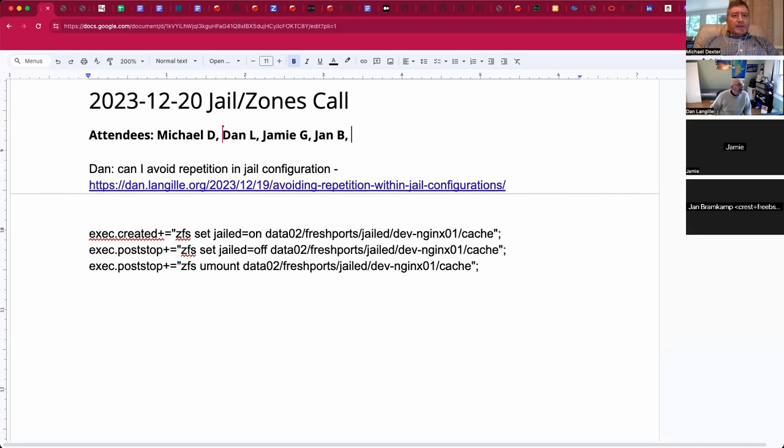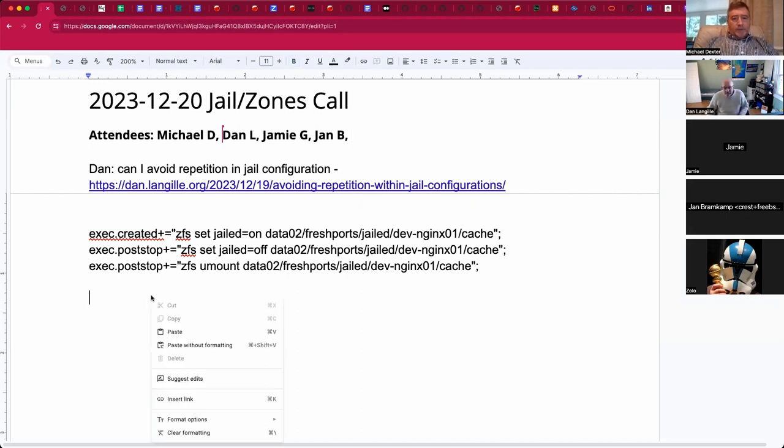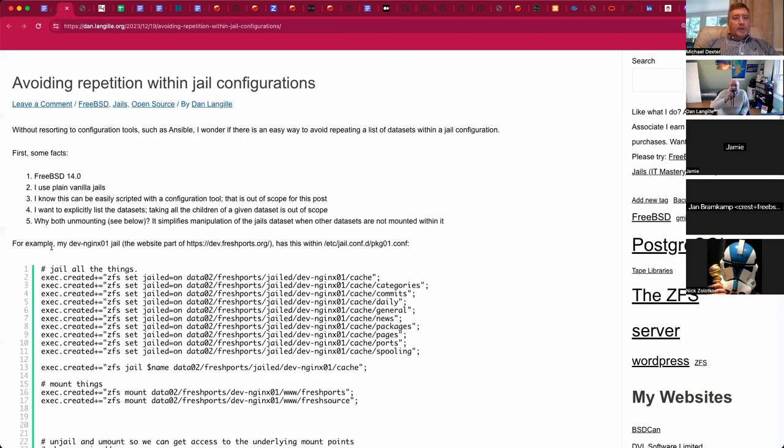Let's dive right in. Dan has some questions about avoiding repetition in a jail configuration. He has a blog post about that, and I will try to bring that up. Okay, go ahead, Dan.